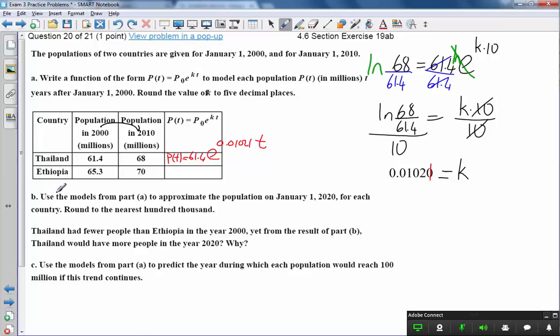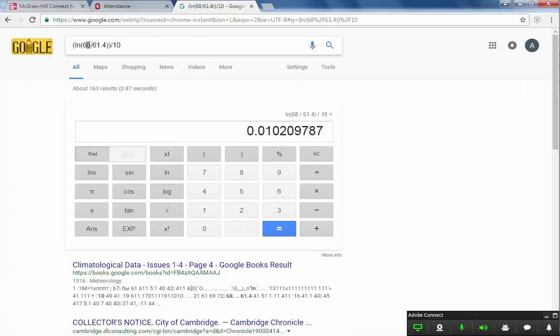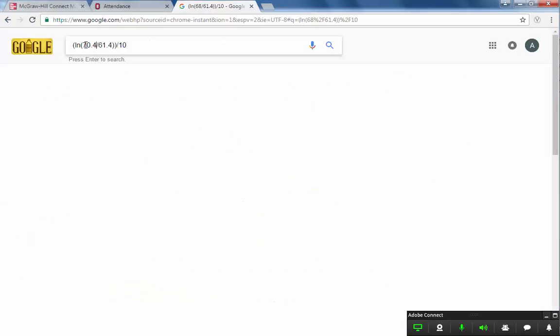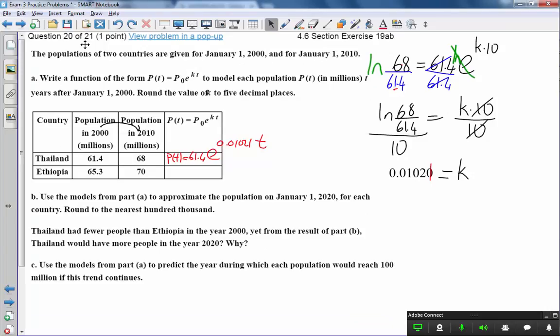For Ethiopia, you're going to repeat exactly the same thing. Instead of 68, you will take 70 here. Instead of 61.4, you will take 65.3. I can do it in a second because I have my formula already here. So the final was 70.4, right? No, just 70. The initial was 65.3. There you go. Is it over 10 years again? Yes.